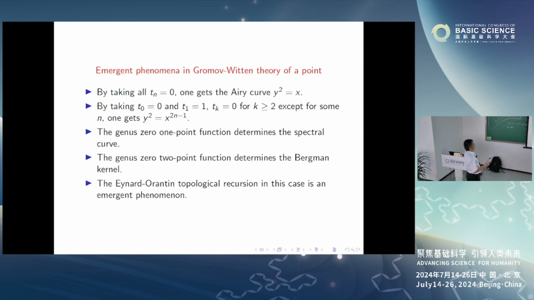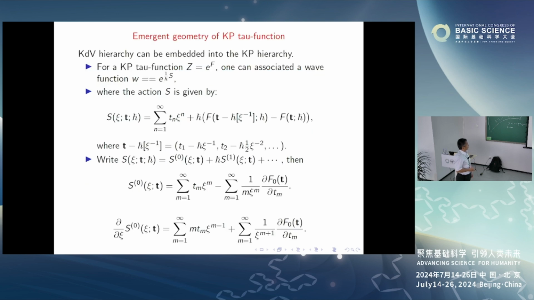These are obtained by taking the genus 0 one-point function. What I want to say is that the genus 0 one-point function determines the spectral curve of each of these models. And you can also take the genus 0 two-point function, which determines the Bergman kernel. It turns out that the Virasoro constraint in this case is equivalent to this Eynard-Orantin topological recursion. So I say that the topological recursion in this case is just an emergent phenomenon. You go to this infinite degrees of freedom, and then something pops out, emerges. Not only do you have this spectral curve, you also have this topological recursion. It determines this completely.